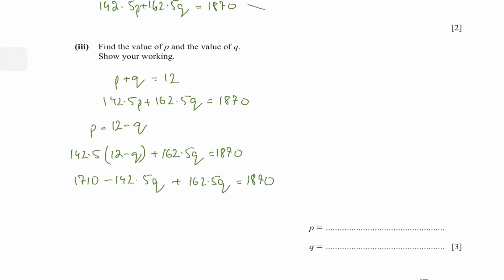Okay, so this is a lot of working. Minus 142.5q plus 162.5q is equals to 20q, and 1870 minus 1710 is equals to 160. So the zeros get cancelled out. q is equals to 8. Okay, so we have the value of q, which is 8.